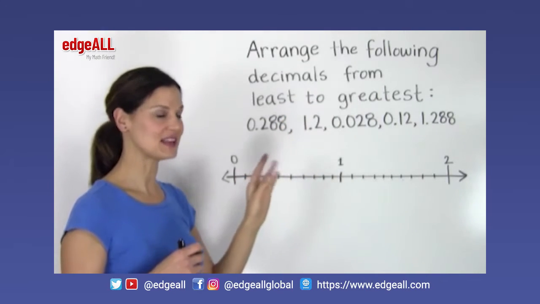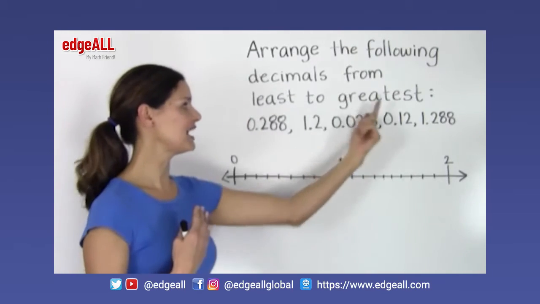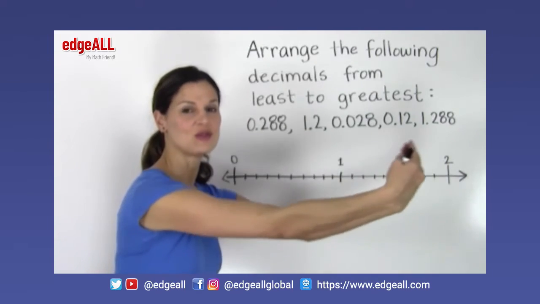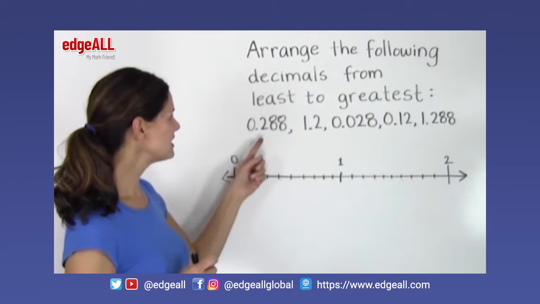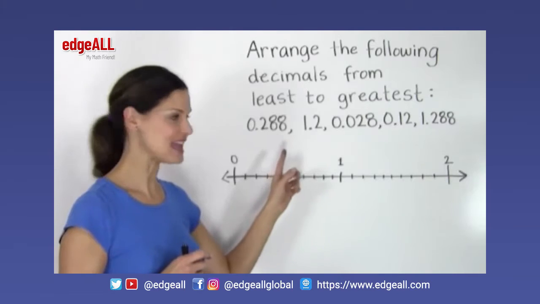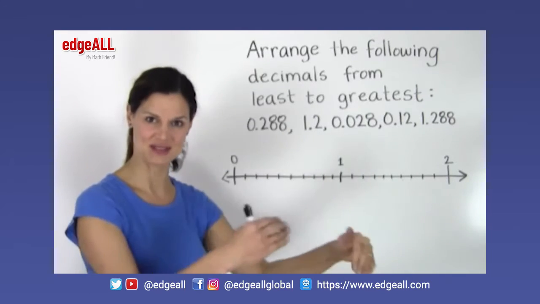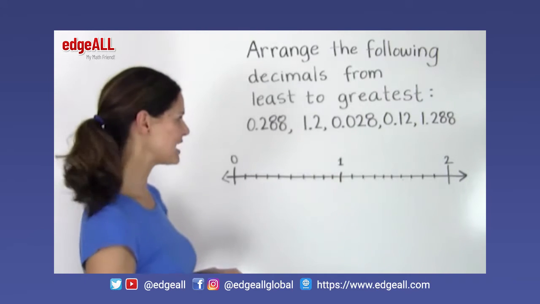On our number line, remember that least, the lower numbers, are to the left, and greatest, the larger numbers, are to the right. So what we're going to do is find on our number line each place that these numbers would be, and they can be approximations, and you'll see that we'll be able to see the order from left to right.